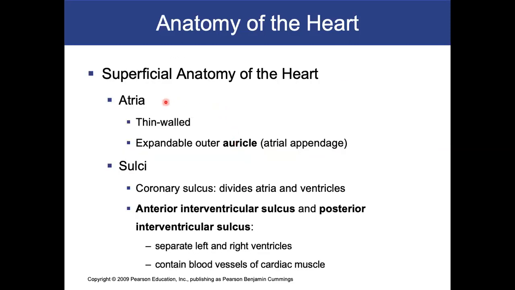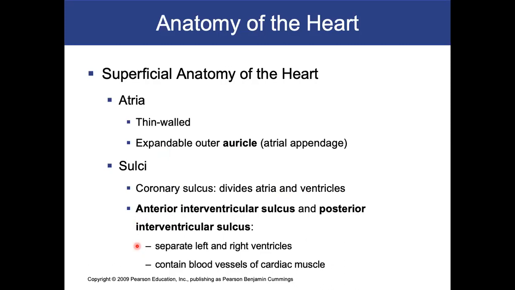Superficial anatomy of the heart on the outside, the atria, they're thin-walled. They're the ones on the top. They have expandable outer appendages called auricles. Sulci, a sulcus is a groove, right? That should be common knowledge. The coronary sulcus divides the atria and ventricles. Anterior interventricular sulcus and posterior interventricular sulcus separate the left and right ventricles, and they carry the blood vessels that are going to nourish the cardiac muscles.